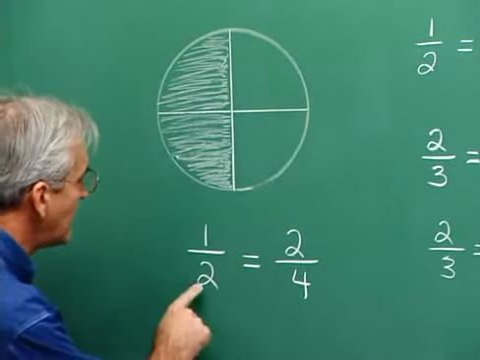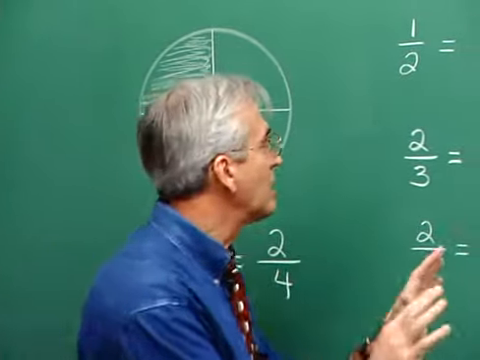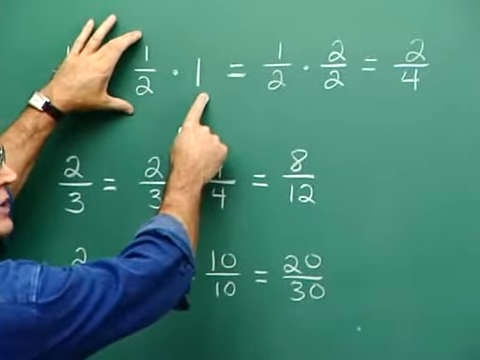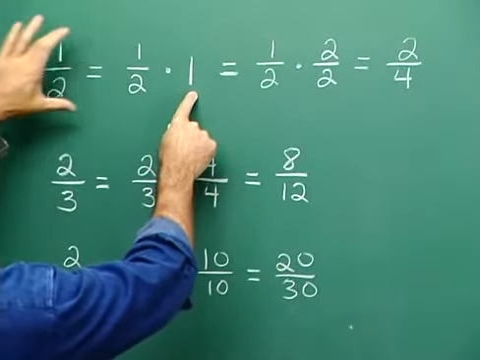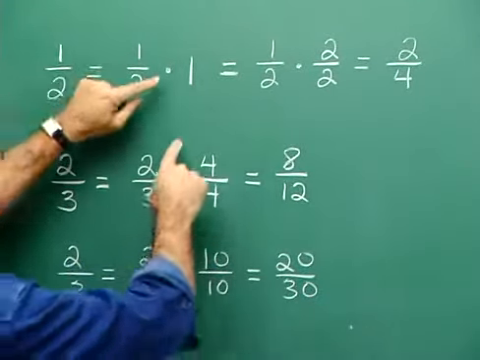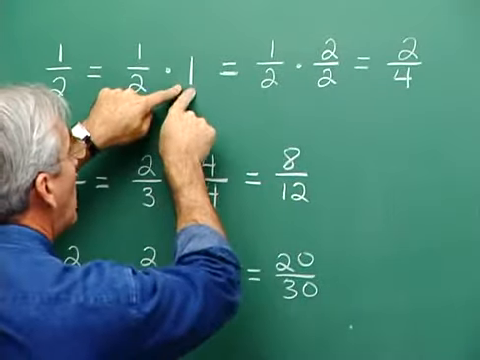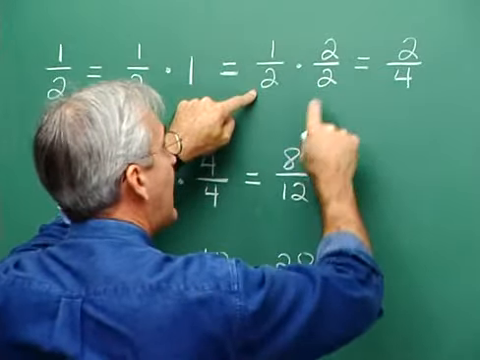Let's start with changing 1/2 into 2/4. The way we think about it is like this. 1/2 can be written as 1/2 times 1 because after all, any whole number times 1 is itself. So these certainly are equal to one another. But 1 as a fraction, we can think of 1 as the fraction 2/2. So what we have is 1/2 times 2/2.